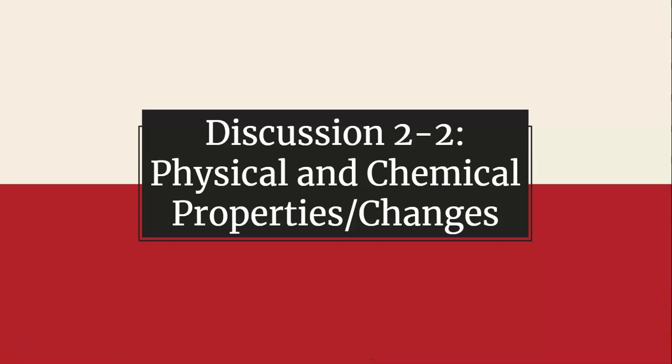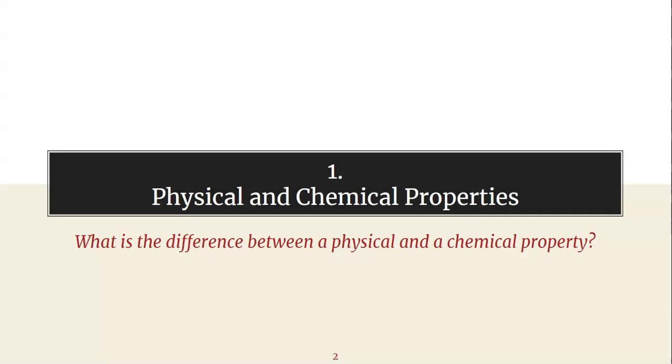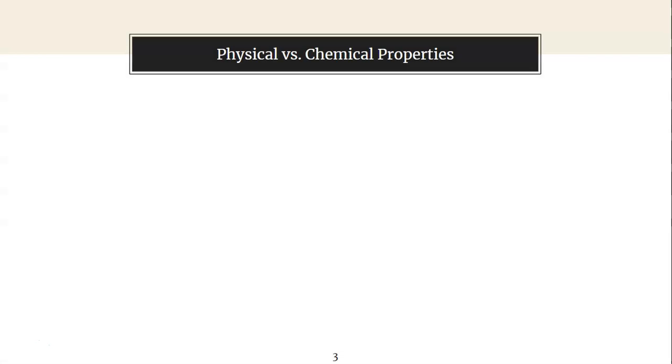Okay, this is discussion 2.2 on physical and chemical properties and changes. So this is going to tie together a few things that we've been talking about since the beginning here. So first we're going to talk about physical and chemical properties. So what's the difference between a physical and chemical property?